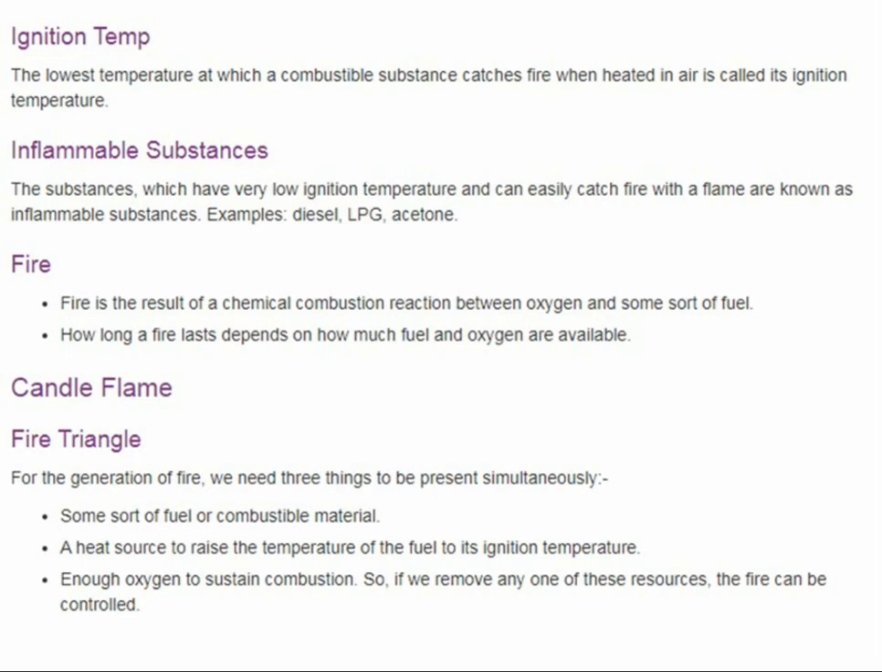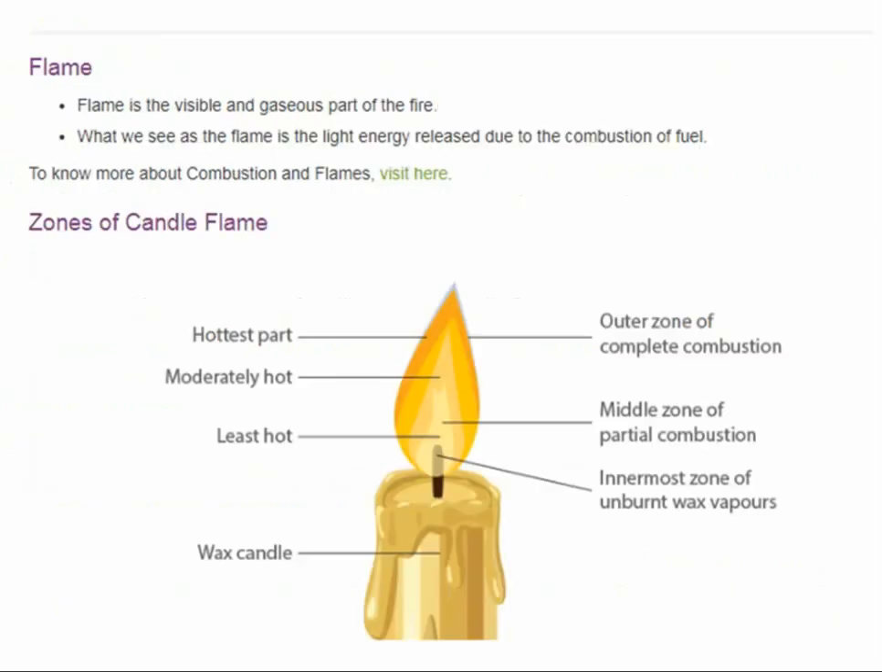Fire triangle. As I told you before, the fire triangle has three elements, and if we cut any of these three elements, it will slow down the fire or will not let the fire take place. Next, flame. As you can see here in this graph, we have a wax candle which is burning. Now, flame is the visible and gaseous part of fire.